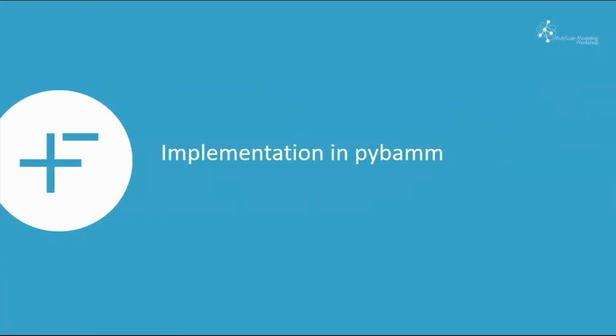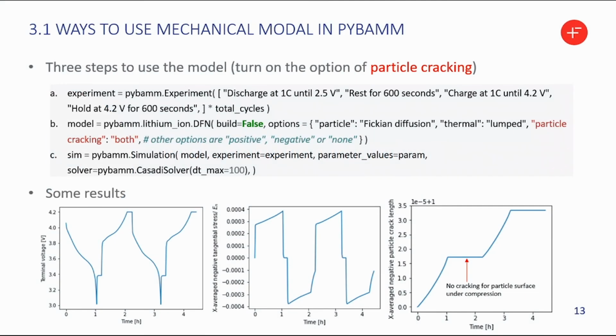Implementation in PyBaMM. We have written the mechanical model into PyBaMM, and it's very easy to use. There are 3 steps to use the model. At first, we define the experiment of working conditions, and then we choose the right options to get the battery models. The mechanical model is under the option of particle cracking, where you can define it for both electrodes or either electrode. Thirdly, we run the simulation.